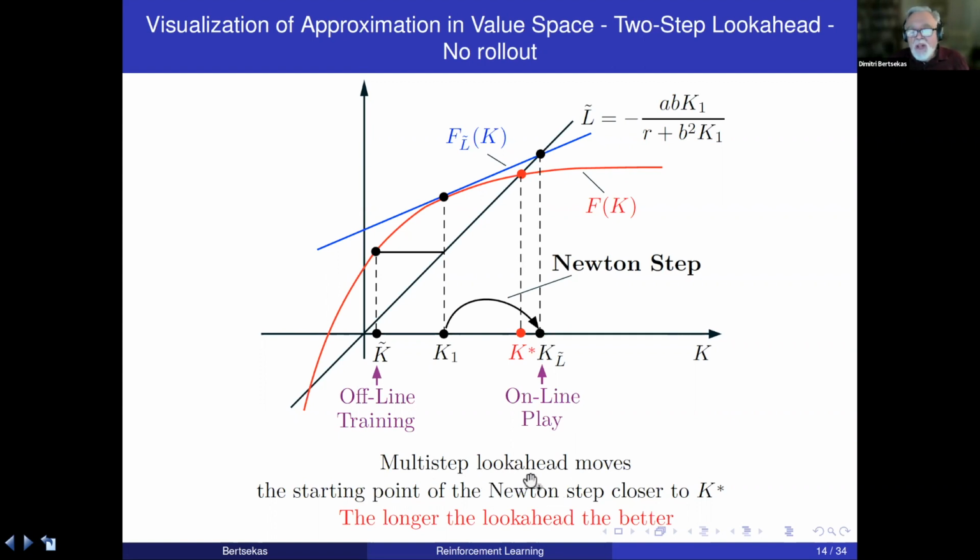And in the case of multi-step look-ahead, we simply have more value iterations leading up to the start of the Newton step. And the longer the look-ahead, the better, because with value iteration, we tend to converge to K star, and the Newton step works better if we started close to K star. So this is a little bit more complicated picture, which factors the effect of multi-step look-ahead.